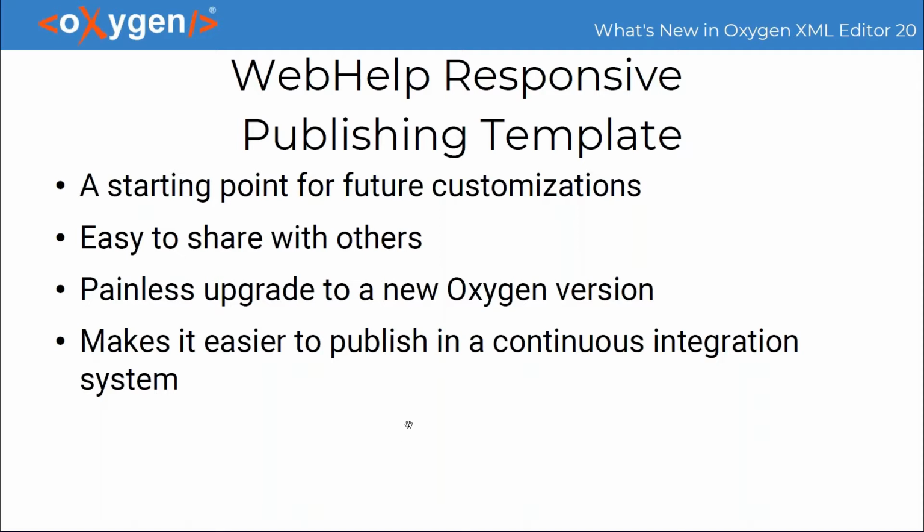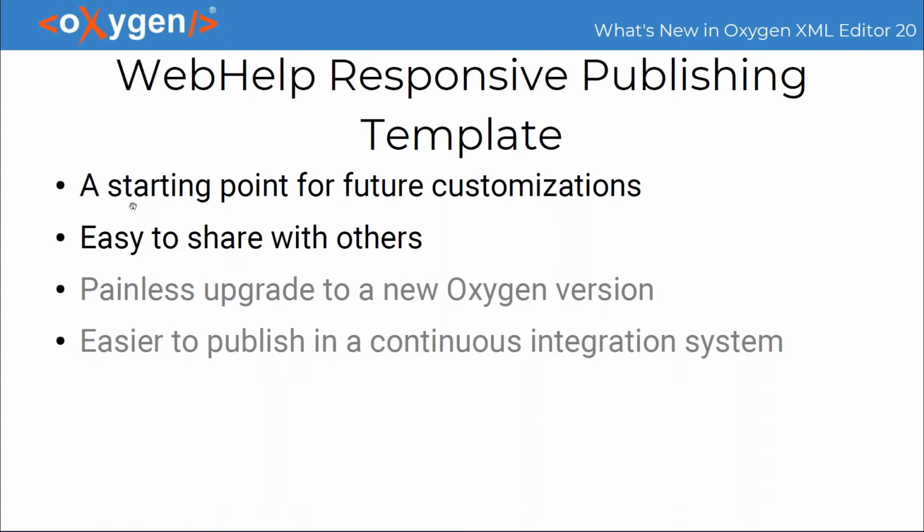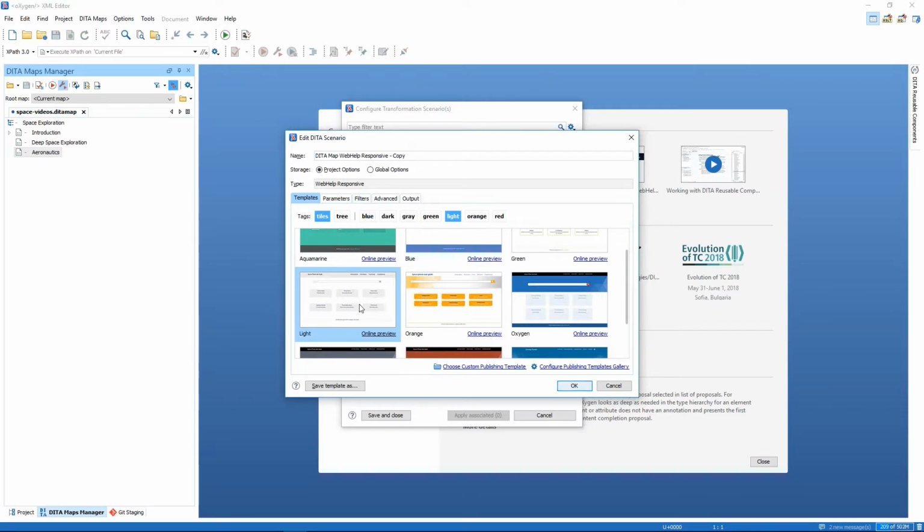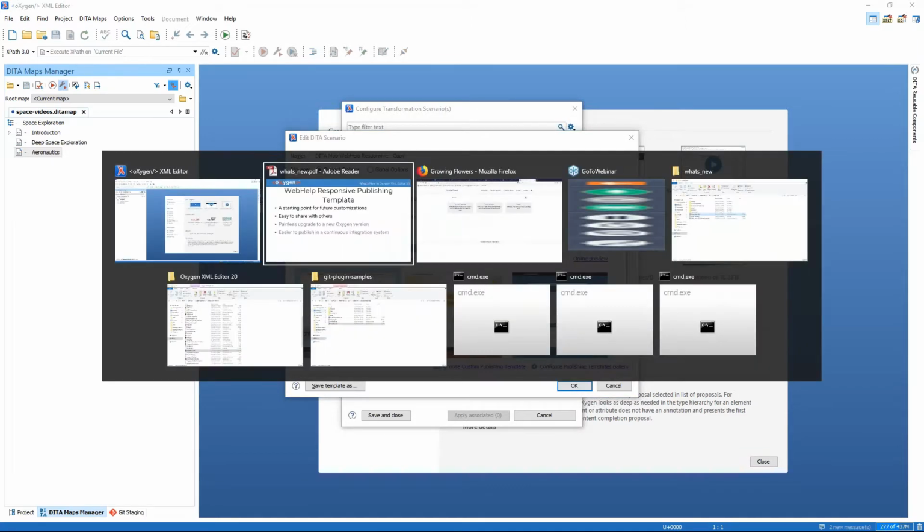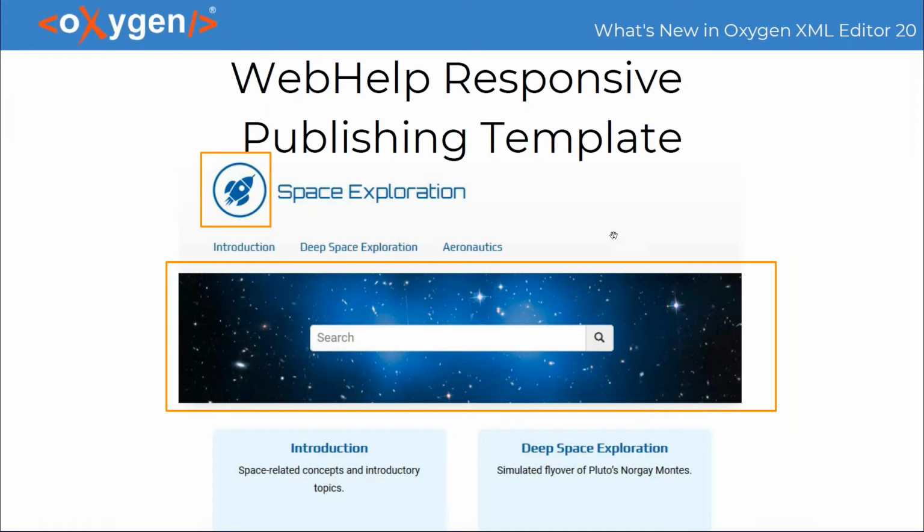Now, let's focus on the two benefits that I have enumerated, and let's try to make such a customization starting from a built-in template and see how we can share it with others. For that, I will return to Oxygen, and let's assume that we want to start from this light template and we want to customize it to look something like this. So our documentation is about space exploration. So I would like a rocket logo. And for the search area, let's put a background image with these beautiful stars. Back to Oxygen.